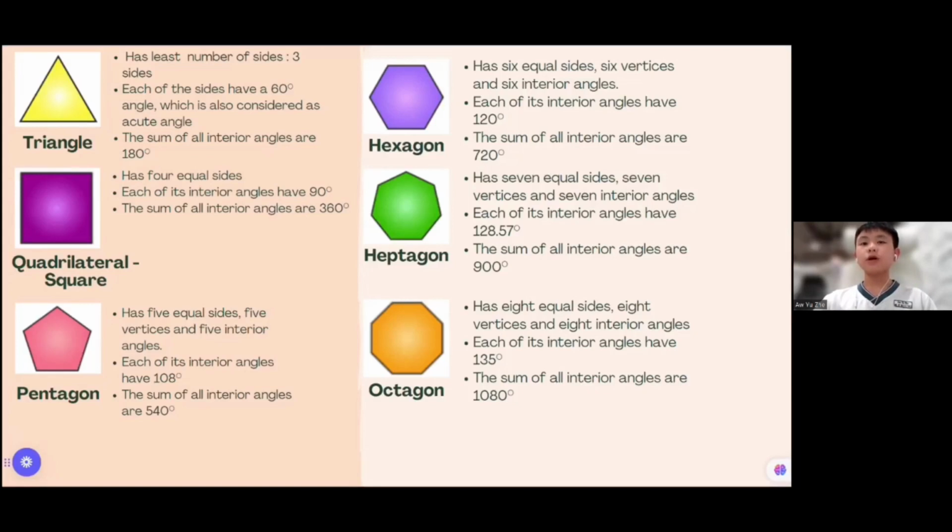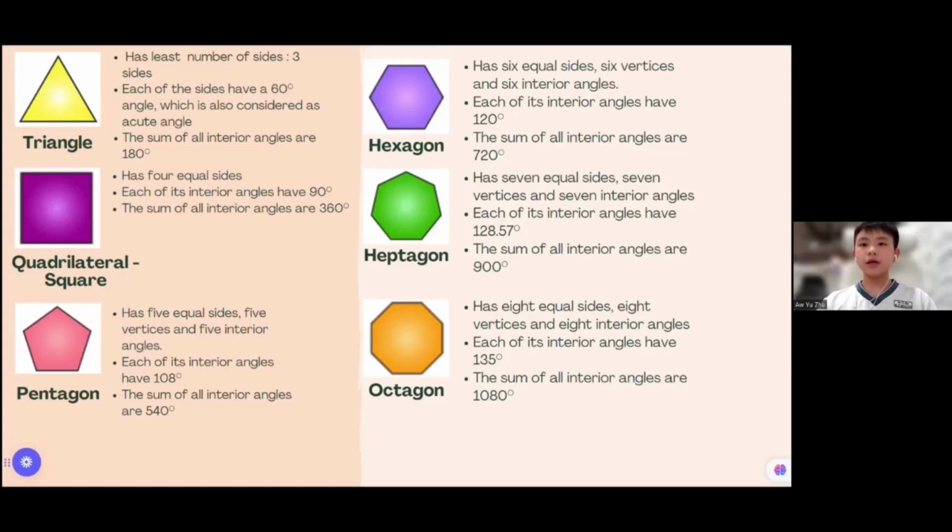Each of its interior angles is 120 degrees, and the sum of all interior angles is 720 degrees. And the heptagon has 7 equal sides, 7 vertices, and 7 interior angles. Each of the interior angles is 128.57 degrees, and the sum of all interior angles is 900 degrees.